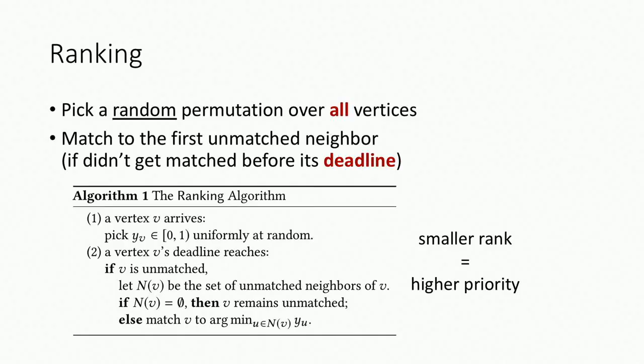Now, if we want to beat 0.5, the natural starting point would be to think about ranking and see whether that works in the new model, right? So in this case, the ranking algorithm simply picks a random permutation over all the vertices. And then whenever you reach the deadline of some vertex, you look at all the unmatched neighbors and pick the one with the smallest rank.